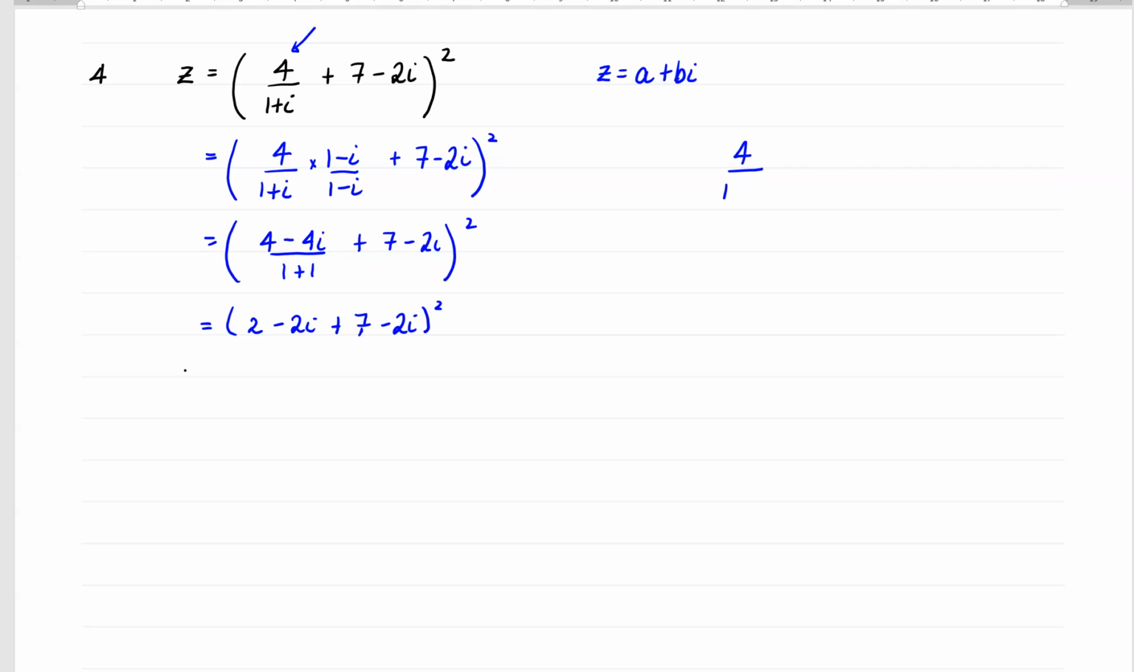And now you can see it just becomes a simple expansion issue. Okay, so 2 plus 7, 9 minus 4i squared. So multiply that out and there you go. So sometimes try and simplify before you do the expansion.